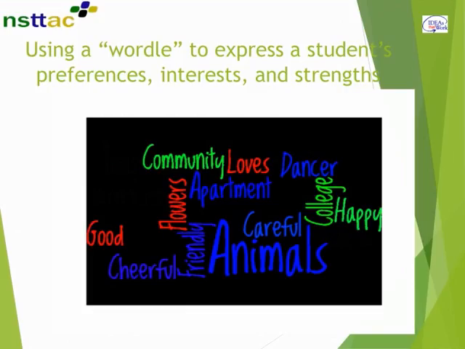Students could use Wordle to express a student's preference, interest, and strengths. You could take the information from your transition assessment and put it into a Wordle. Going to Wordle is very easy, and you just simply put the information in and it creates this collage. Prominence is given to words that are more frequent. For example, here you see animals is larger than some of the other words. That means that the word animal was put into Wordle more times than the other words because it is bigger.